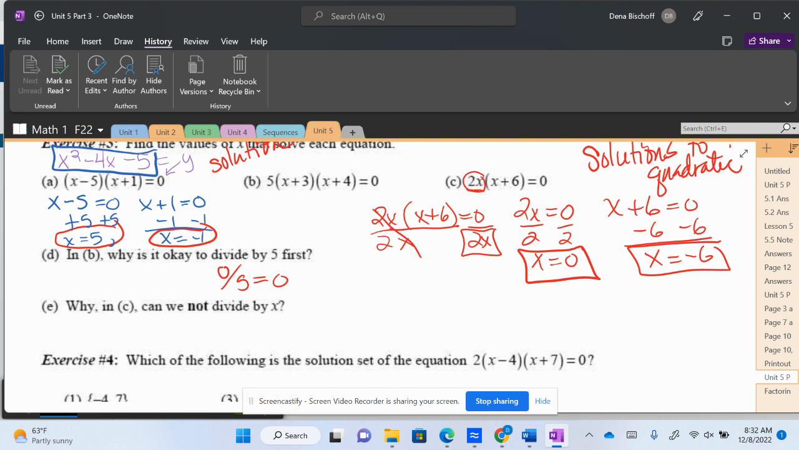Well, are you allowed to divide by 0? Can you ever divide by 0? No, it's mathematically gross. It's undefined. It's not allowed. And we don't know what x is, right? Do we know what the value of x is? No, that's why you can't divide by x. So x could be 0, and we cannot divide by 0 ever.